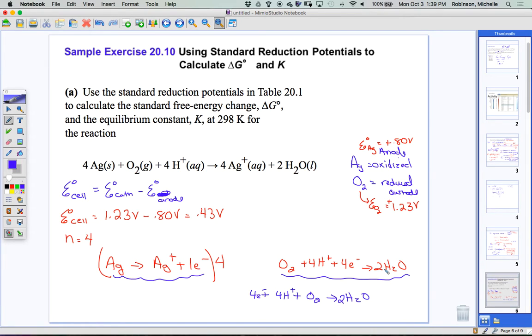But when you put them back together in your balancing, the electrons have to be equal. So we would have to multiply this one by 4, and when we add those back together, the 4 electrons would cancel. So 4 is the number of electrons. That's n. Okay, are we okay there on finding the electrons? All right, so we have E of the cell, we have n, and we know F because F is the constant, 96,500.